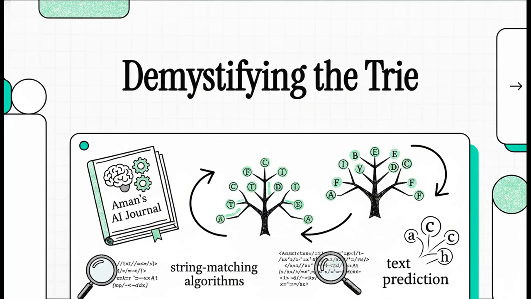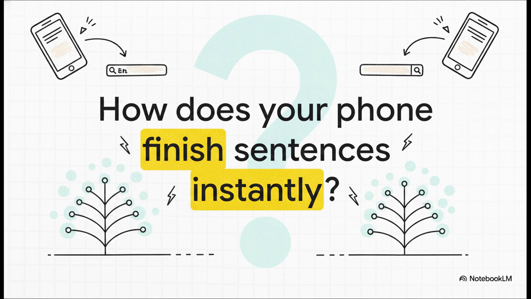Welcome to This Explainer. Today, we're cracking open Amon's AI journal to take the Trie data structure from a dry, abstract concept and turn it into your absolute algorithmic superpower. If you want to conquer the most punishing string matching problems, or honestly just understand the actual magic powering modern text prediction, well, you're in the exact right place. Okay, let's dive into this.